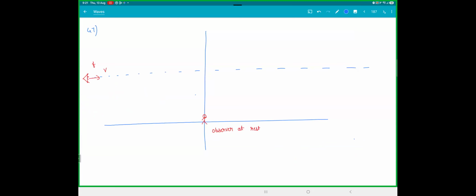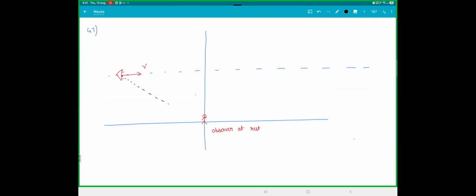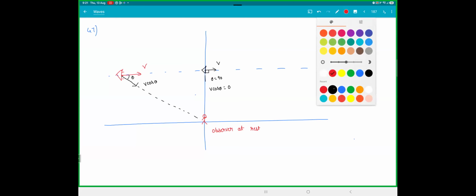Now try to understand. When this guy is coming closer, we are interested in the component. So we have to take this component here. This is theta, so this will be v cos theta. When you're exactly on top of this person, the velocity is completely perpendicular. So there is no component. So at this point, theta is 90 and v cos theta is 0. That means when you're exactly on top of your head, there is no velocity towards the observer.